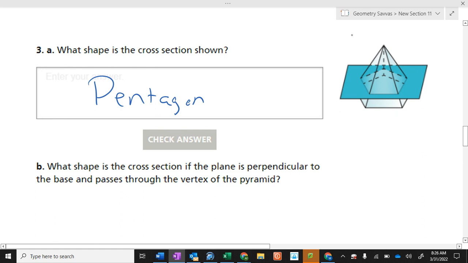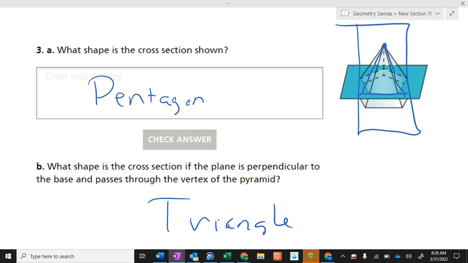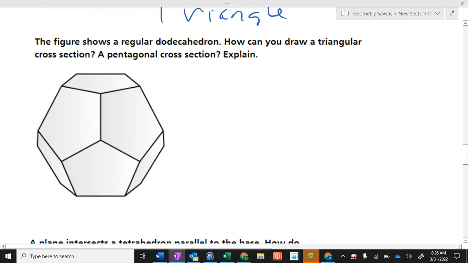Now, what if you cut it up and down? What type of shape would you see that goes right through the vertex, kind of right down this direction, and then over to this direction, and then back up again? What shape is that? Triangle. So when you cut a pyramid straight down through the vertex, you should see a triangle.